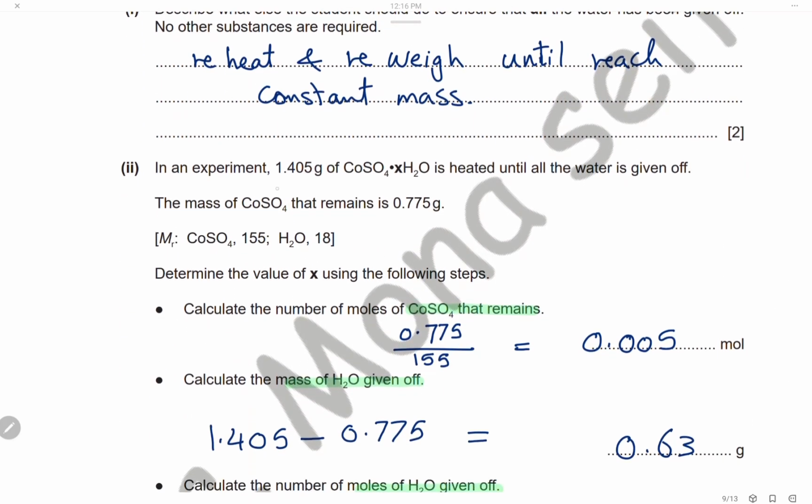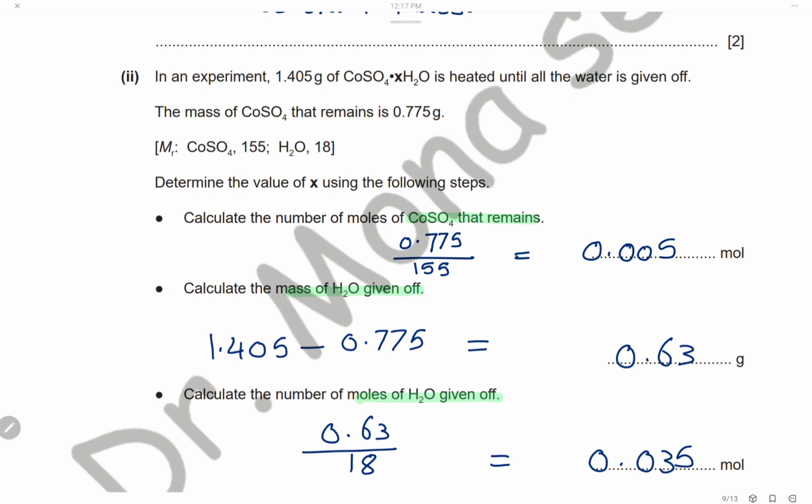In the experiment, 1.405 grams of the hydrated salt is heated until all the water is given off and the mass that remains is 0.775 grams, and this is the mass of the anhydrous salt, which is cobalt sulfate. So we have the mass of the anhydrous and the mass of the hydrated salt. Now we want to calculate the number of moles of the anhydrous cobalt sulfate remaining. So we will divide the mass by the MR of the cobalt sulfate to get the number of moles of the anhydrous cobalt sulfate, which will be 0.005.